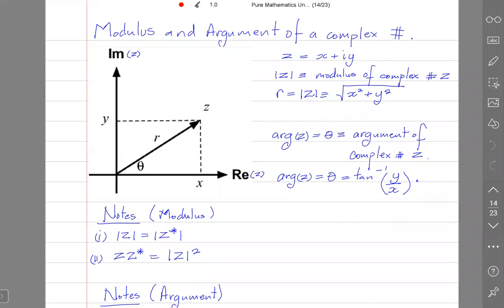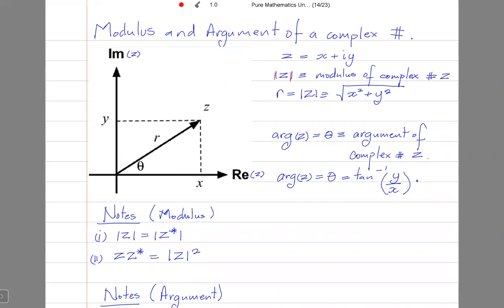All right, so modulus and argument of a complex number. If you have a complex number z, which is x plus iy, and you write z with two strokes beside it, you'd read that as the modulus of the complex number z.